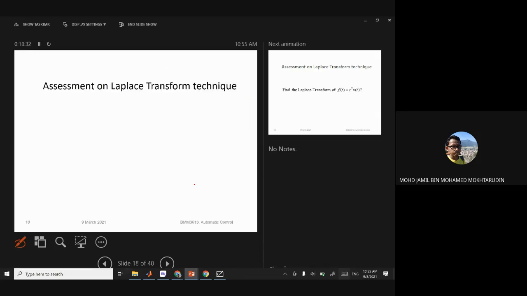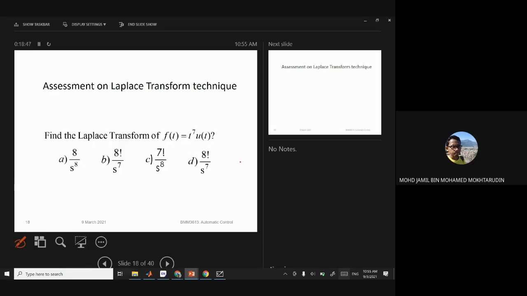All right, so let's say if you have this question, find the Laplace transform of ft equals t power of 7. So what is the answer? So the formula you need to use is Fs equals n factorial divided by s power of n plus 1. So here n is 7. So you get 7 factorial. So the answer is C.